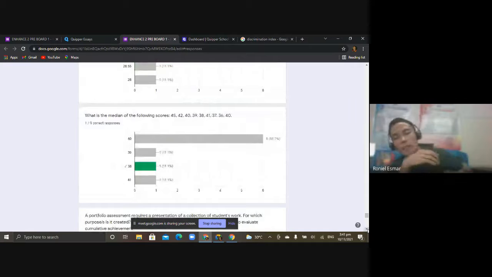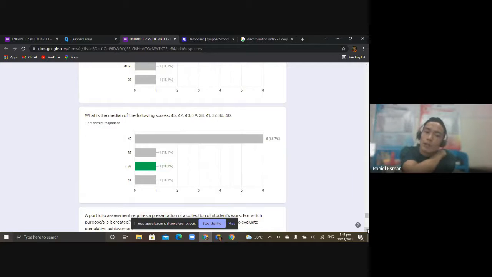What is the median of the following scores? Ang median na po din. How are we going to get the median? Are we going to get the median directly from the data, or are we going to arrange it first?